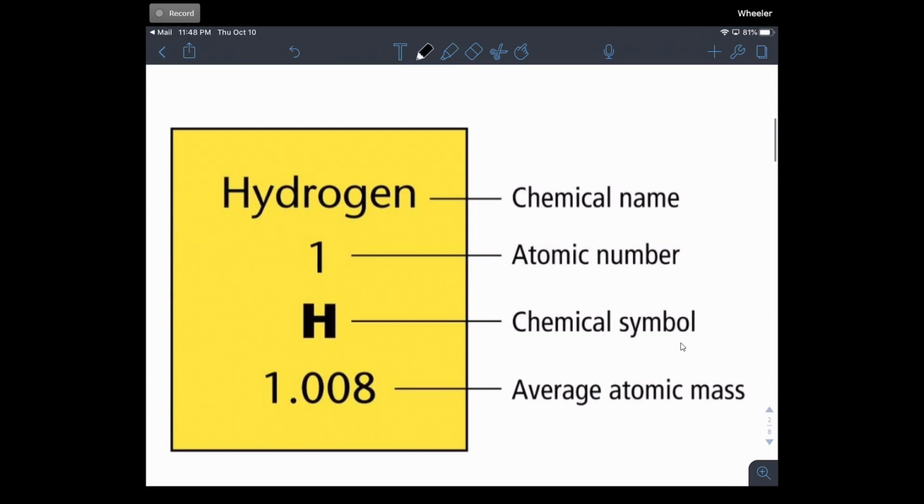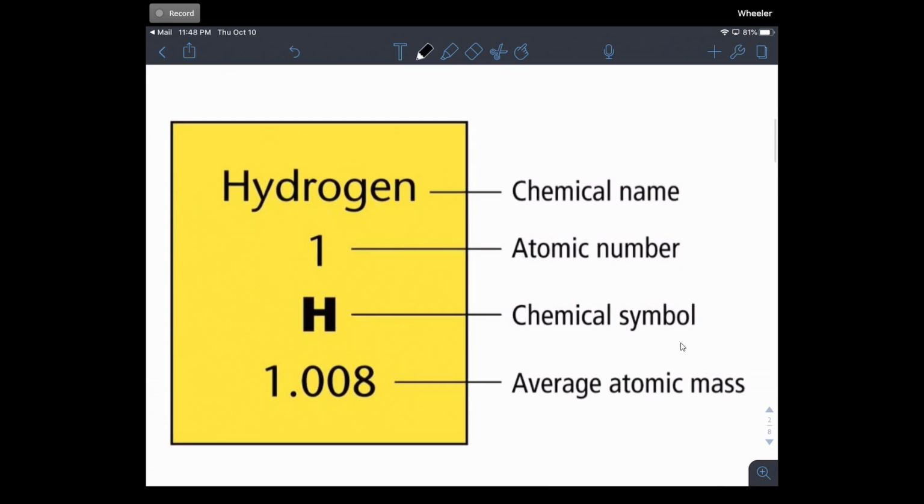Looking at a periodic table box, there will always be 4 pieces of information provided. There will be the chemical name. The chemical name is going to be provided on all periodic tables. There's going to be the atomic number. The atomic number corresponds to not only the number of protons present within the element, but also the number of electrons that would be present in a neutral atom of that element.